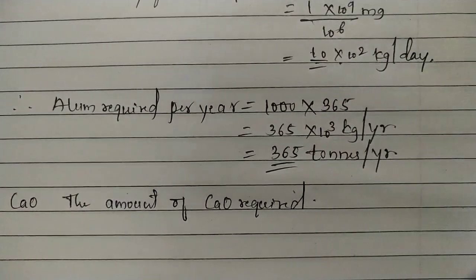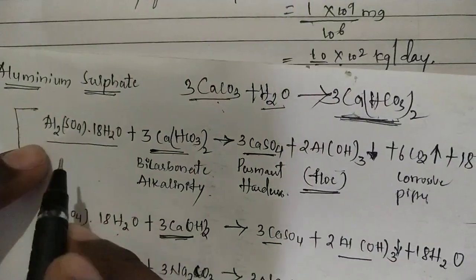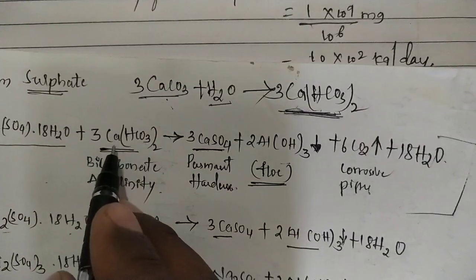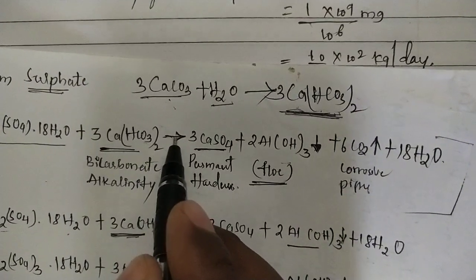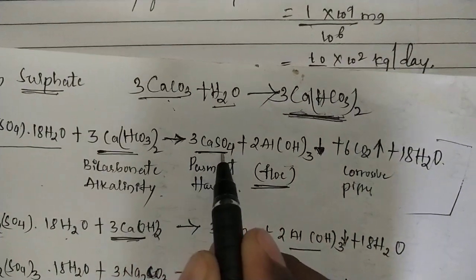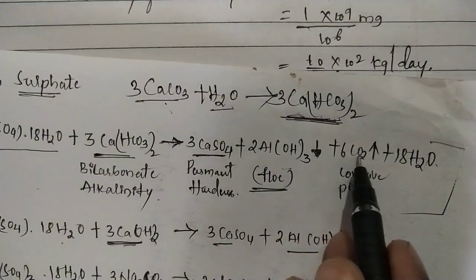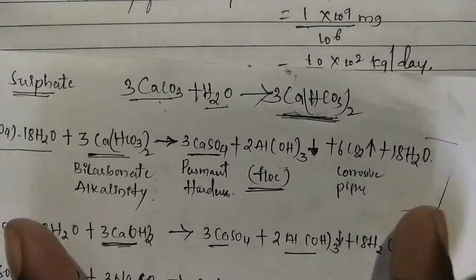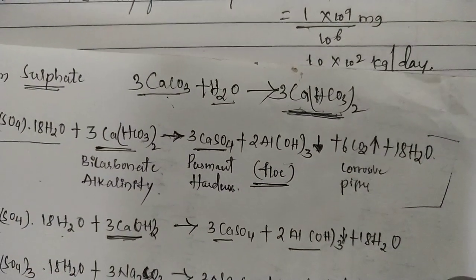When you add alum to the water sample, what is the equation? That is Al2(SO4)3.18H2O plus 3 Ca(HCO3)2 equals 3 CaSO4 plus 2 Al(OH)3 plus 6 CO2 plus 18 H2O. This is the reaction that happens when you add aluminum sulfate to the water sample.